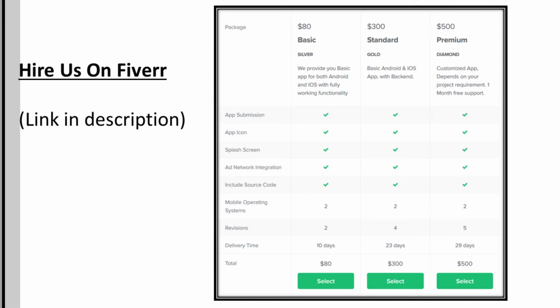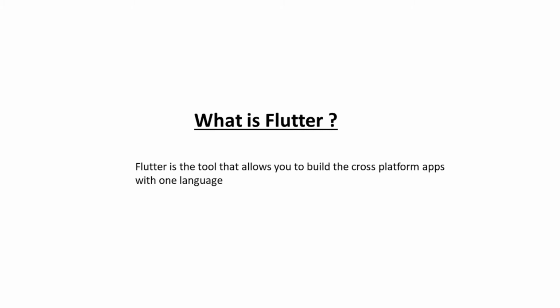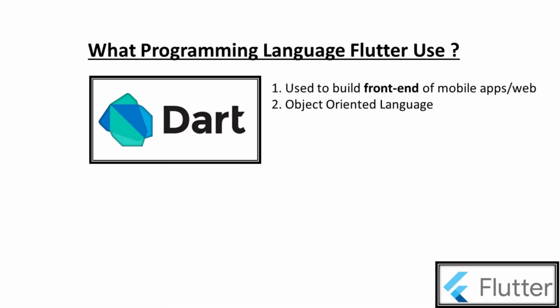So let's get a brief introduction of what is Flutter and what is Dart. Flutter is a tool that allows you to build cross-platform apps with one language only. Dart is the programming language that we use in the Flutter mobile development course. It is also an object-oriented language and it is used to build the front end of mobile applications. You can check the previous videos on this topic also.